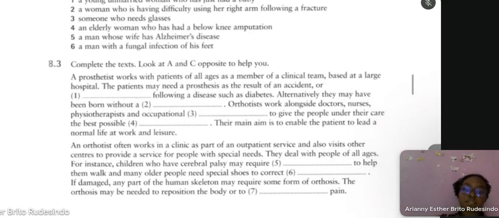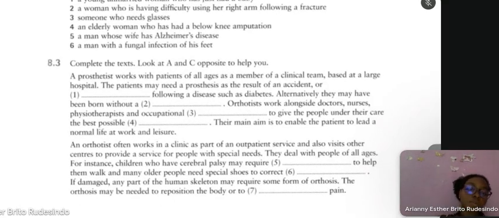Complete the text. Look at A and C opposite to help you. A prosthetist works with patients of all ages as a member of a clinical team based at a local hospital. The patient may need a prosthetic as the result of an accident or following a disease such as diabetes. Alternatively, they may have been born without a limb.